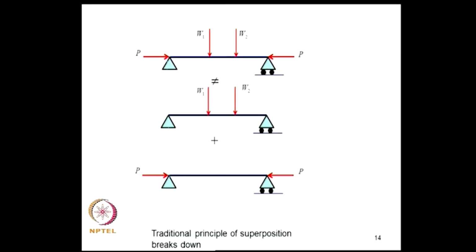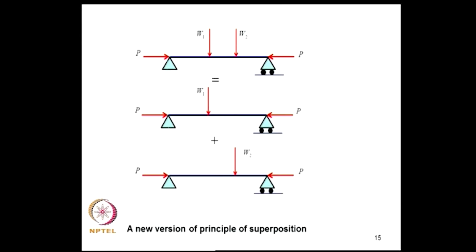Now I mentioned the principle of superposition. So if you consider a beam carrying say transverse loads W1 and W2 and axial load P, if we assume that the principle of superposition is applicable, I can first apply loads W1 and W2 and then consider the effect of axial load P. But if you sum up the response due to this and this, we would not get the beam column action. So the principle of superposition is not applicable in this form, it breaks down.